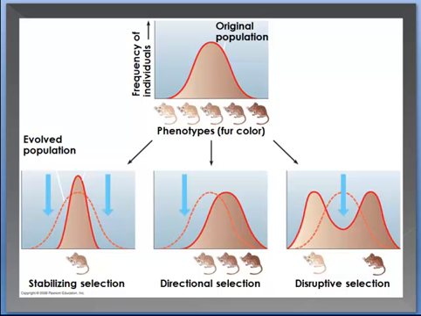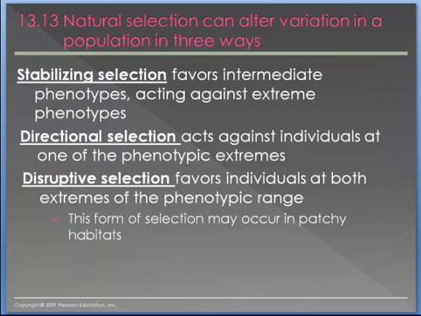Stabilizing selection favors intermediate phenotypes, acting against the extreme phenotypes. Directional selection acts against individuals at one of the phenotypic extremes. Disruptive selection favors individuals at both extremes of the phenotypic range. And this selection specifically occurs in a patchy habitat. What I mean by that is habitats with varying vegetation and geographic location.